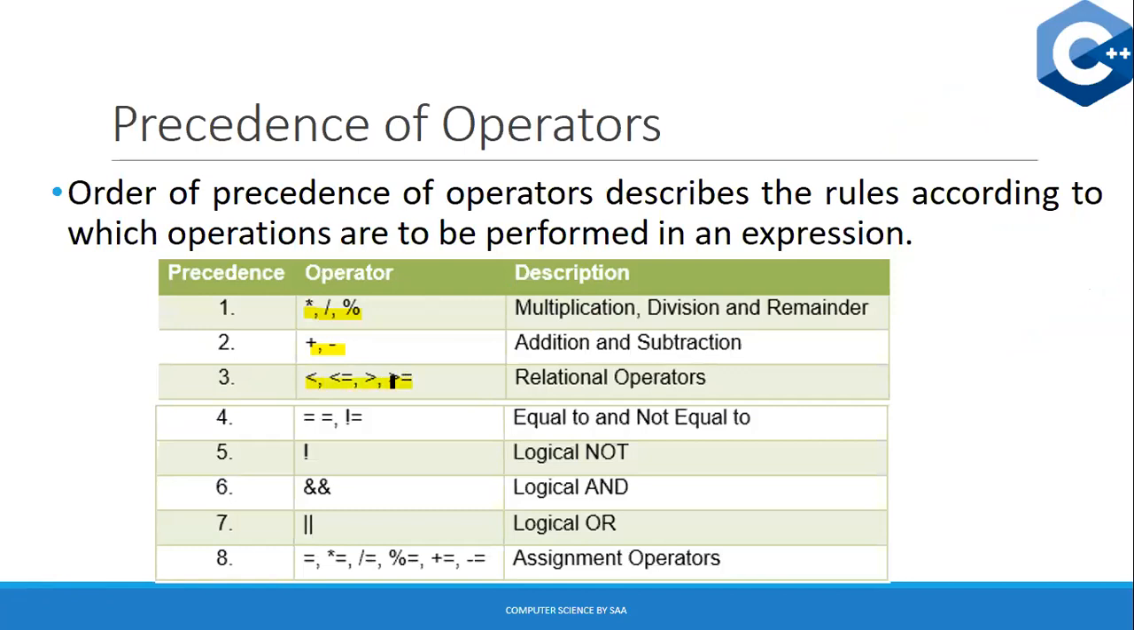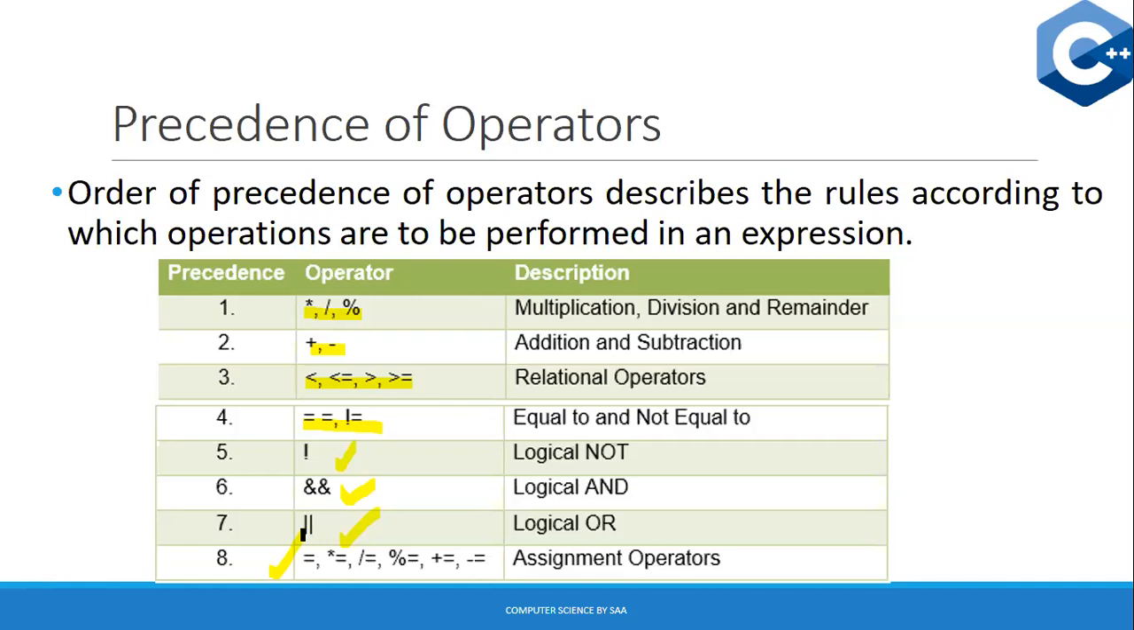Then after solving these arithmetic operators, relational operators will be solved, like less than, less than or equal to, greater than, and greater than or equal to. After solving these, it will solve equal to and not equal to, then logical not, logical and, logical or, and in the end the assignment operators are solved. You should know the order of the operators so that we can perform the calculations in our mind correctly.